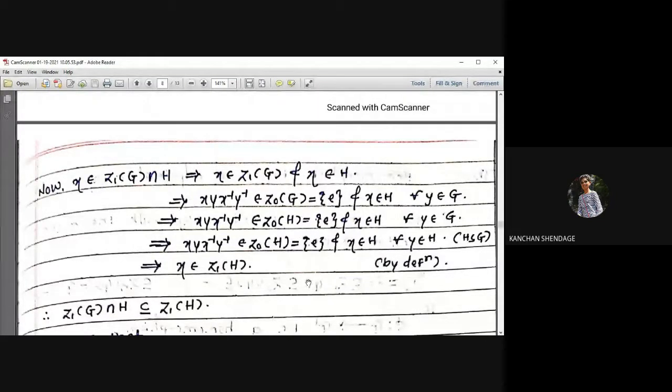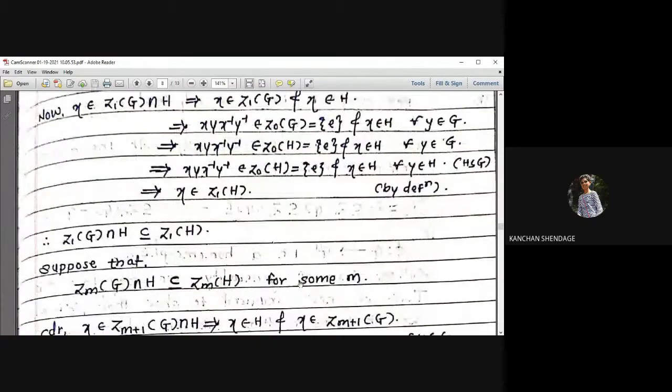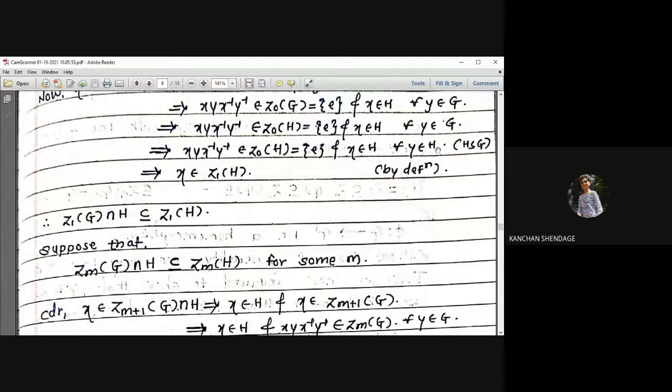If x belongs to Z1 of G intersection H, it implies that x belongs to Z1 of G and x belongs to H. But Z1 ची डेफिनेशन काय? x inverse belongs to Z0 of G and x belongs to H here. For all y belongs to G, this one. It means that x inverse y inverse belongs to Z0 of H, which is equal to singleton E. X belongs to H, and for all y belongs to H here. Okay, instead of G we can write H, because for all y it means it is also true for H. But this is the definition of Z1 of H.